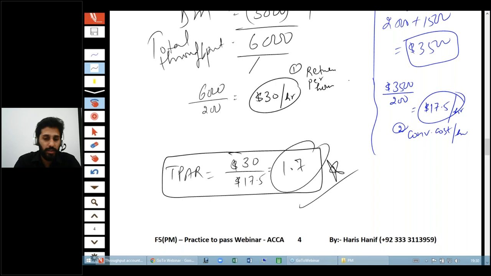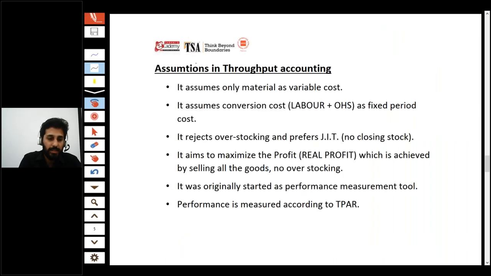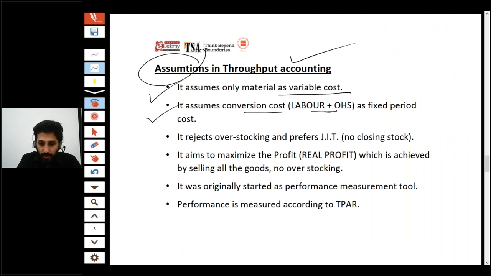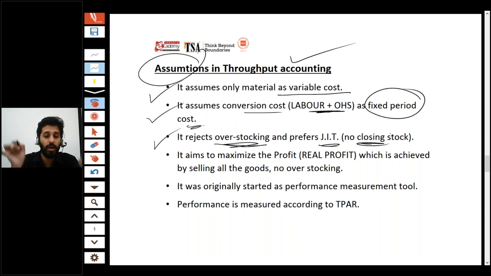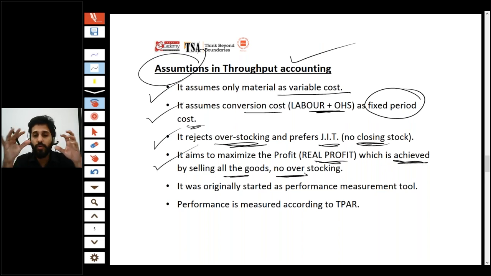Now I'm going for the next slide. That is the assumptions in throughput accounting. It assumes only material as the variable cost. It assumes conversion cost, labor and overheads, as a fixed cost. It rejects overstocking and prefers no closing stock, because throughput accounting aims to maximize the profit. Throughput aims to maximize the real profit, which is achieved by selling all the goods, no overstocking.